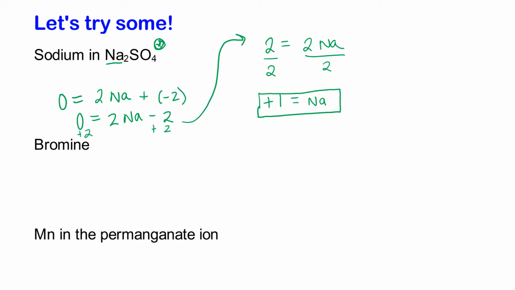All right, let's take a look at our next one. Here we're looking at bromine. It's bromine by itself, and we know that bromine is diatomic, so we're looking at Br2. Since bromine is in its elemental form, we know that it is going to have an oxidation state of 0.